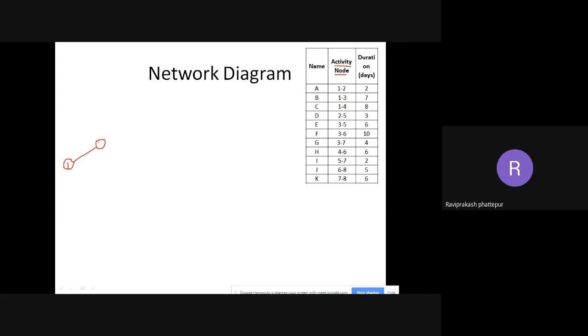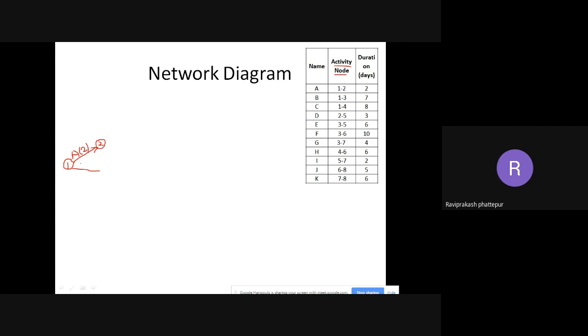Then 1 to 4. So this is C. So this is 4 here. Then comes 2 to 5. So 2 to 5 will be here like this. Sorry, I have to draw the arrows. 2 to 5. This is my 5.